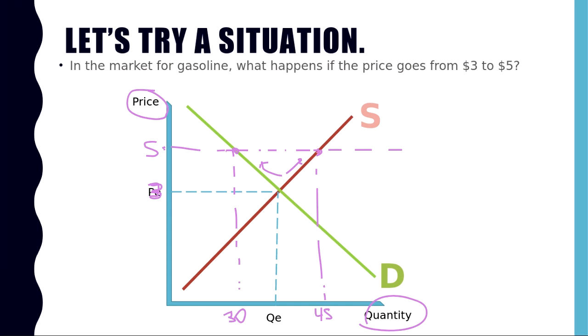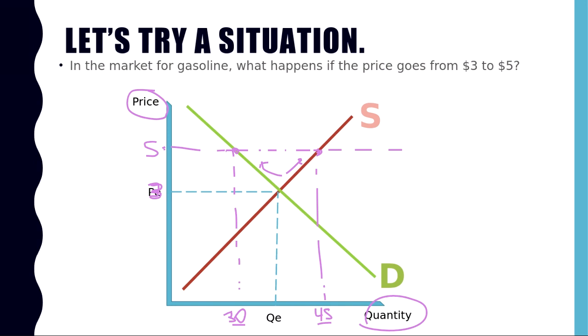And as you go through your readings, you're going to find 2 words that you need to know. They are called surplus and shortage, okay? Surplus is when you have extra stuff available for sale, and a shortage is when you have not enough stuff available for sale. So in this case, in our question, the price goes from $3 to $5. The amount supplied, 45, is way more than the amount demanded of 30. So I'm going to have extra stuff available for sale. So I'll have a surplus of gasoline.